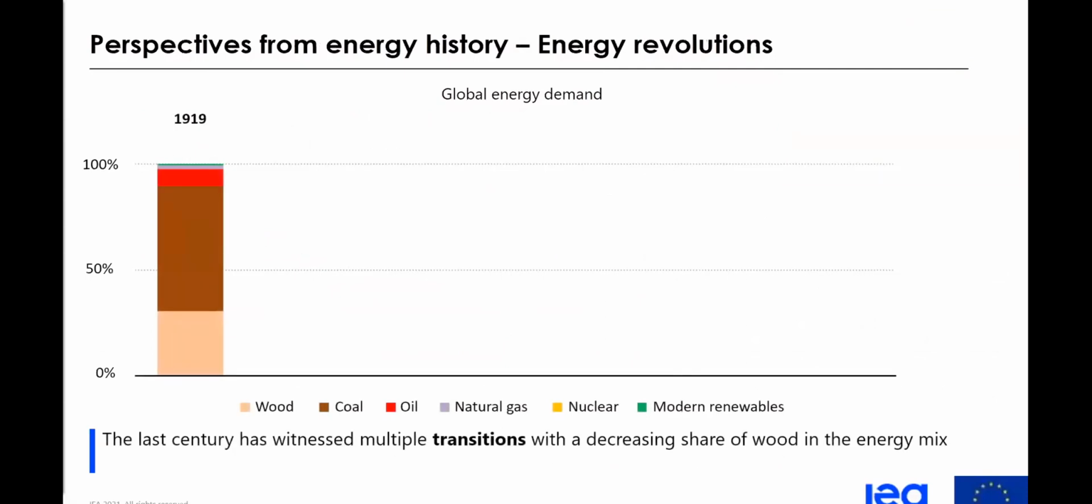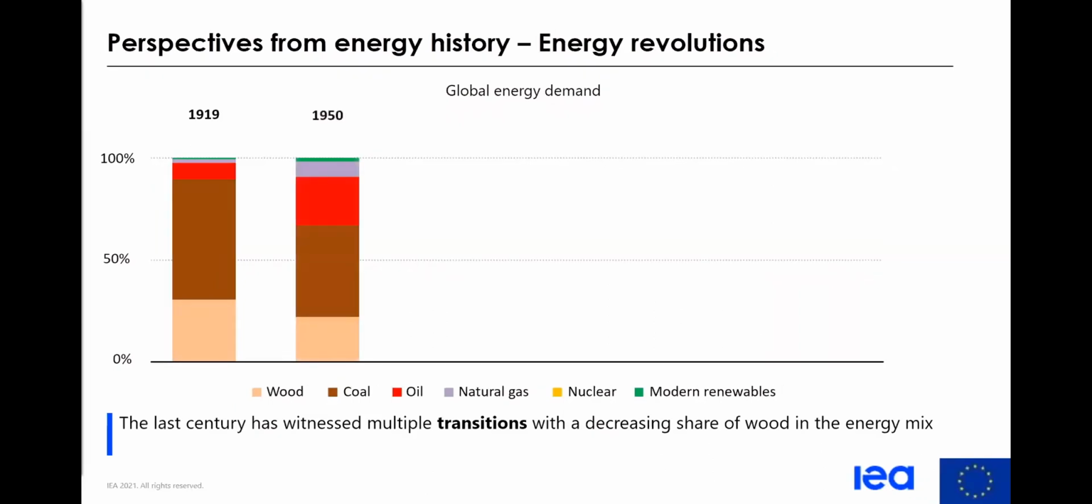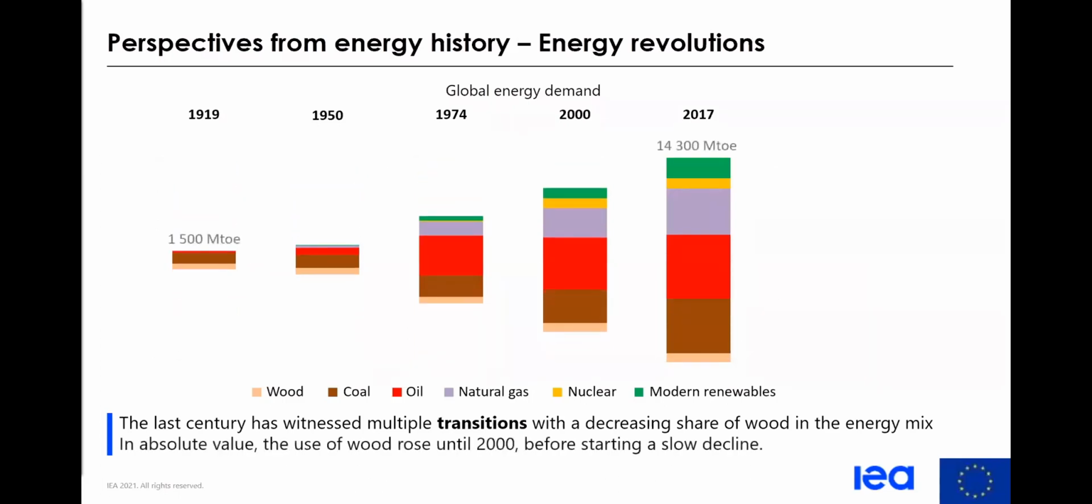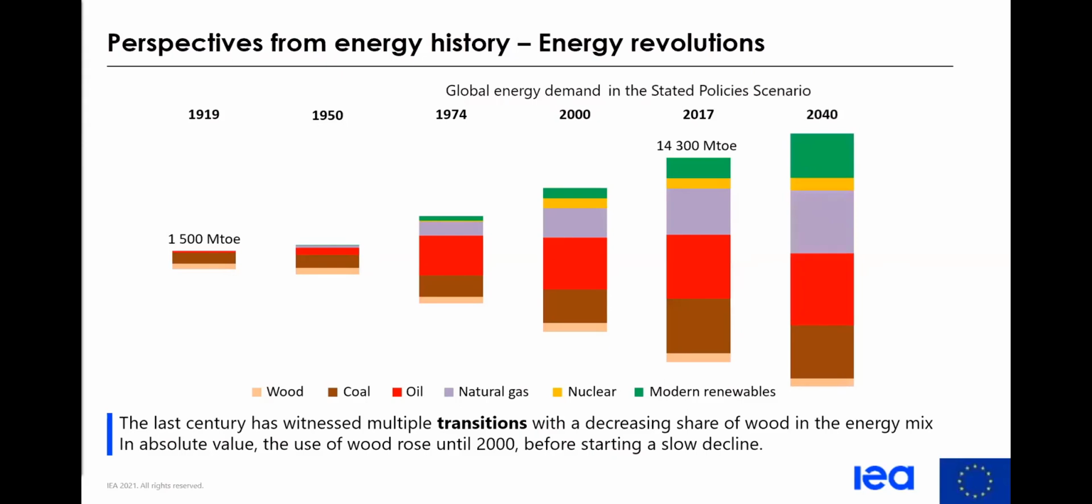Now, let's put things quickly into perspective and see how energy demand has evolved over the years. In 1919, wood accounted for around one-third of total energy demand. Over the years, we see how energy demand transitioned to oil, natural gas, etc. The share of wood decreased a lot at global level, decreasing from 30% in 1919 to only 4% in 2017. But in absolute value, biofuels rose by two-thirds from 400 mtoe in 1919 to 650 mtoe in 2000. Since 2000, as developing countries move away from the traditional use of biomass, the absolute consumption drops from 650 mtoe in 2000 to 620 in 2018 and 550 in 2040 based on the stated policy scenario.